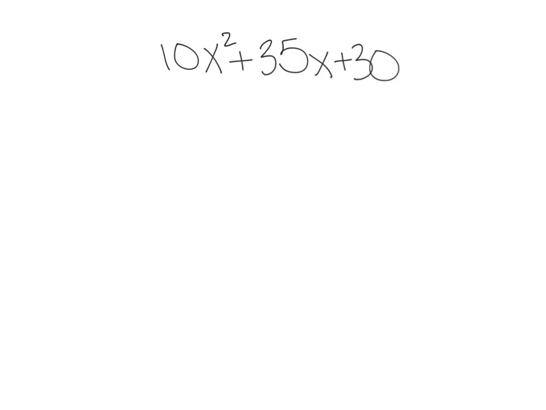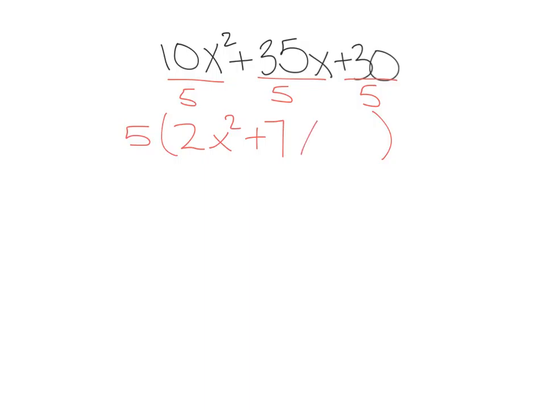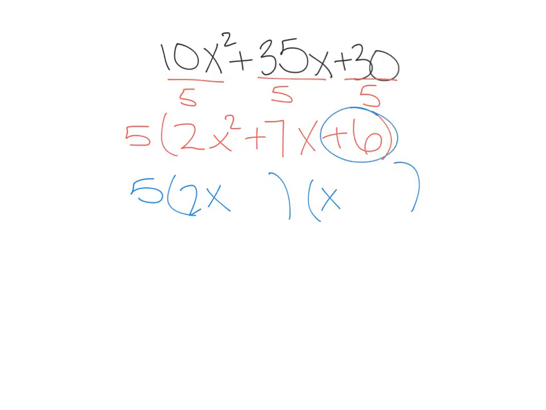What do I need to do first on the next one? Divide everything by 5, GCF. So I take out a 5. That's going to leave me with 2x squared plus 7x plus 6. And then I'm going to factor what's left. The 5 doesn't disappear. 2x squared becomes 2x and x, positive c value. So that tells me my signs.